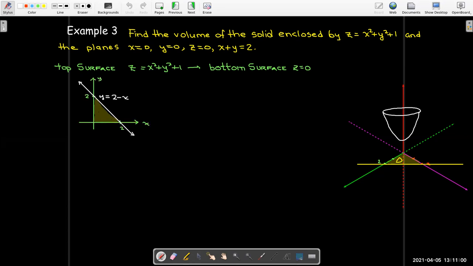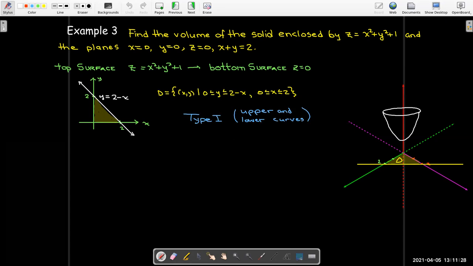And so I'm going to solve x plus y equals 2 for y, so I'm going to look at this as a type 1 region where I have an upper curve, y equals 2 minus x, and a lower curve, y equals 0. Note that we could have looked at this as a type 2 region as well, but most people are more comfortable with type 1 regions. And so let's set this up using our formula. So the bounds on x go from 0 to 2, and I can see that from either graph, and the bounds on y go from 0 to 2 minus x.